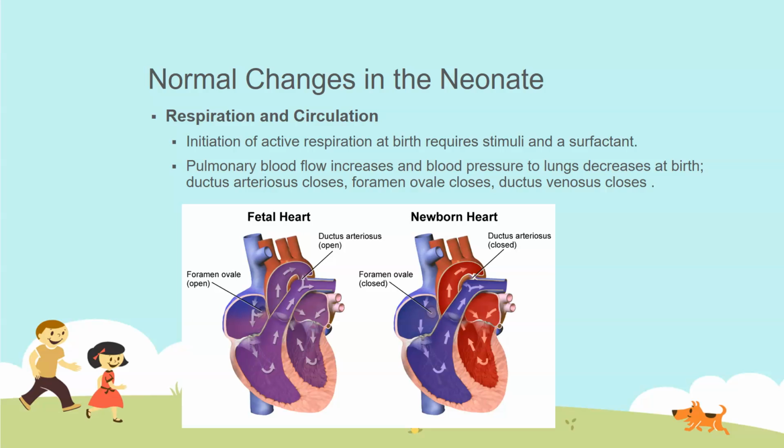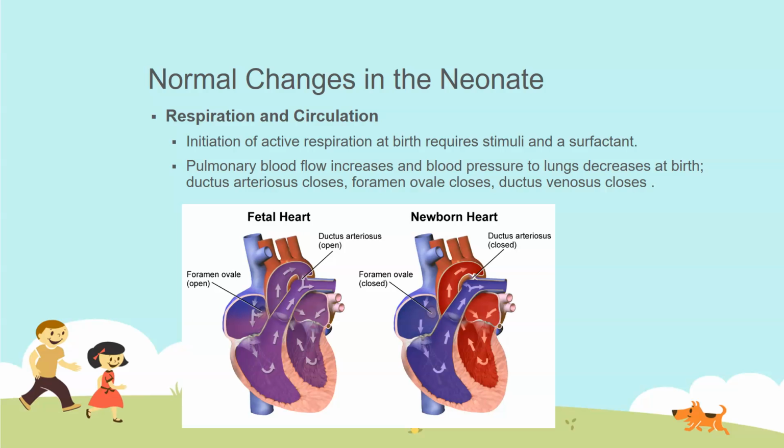So respiration and circulation. With birth, there's the initiation of active respiration, and that requires stimuli and the surfactant present in the lungs. The role of the surfactant is to keep the lungs basically from collapsing back down when the baby breathes out. And the stimuli, sometimes you see them smacking the baby, making it mad so that it takes its first gulp of air and inflates their lungs.